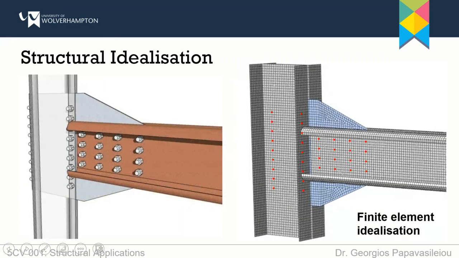Another type of structural idealization, a more detailed one, is what we call the finite element modeling and the finite element analysis. Here we design three-dimensional structures. You can see how much the model over here looks like the reality. But then we divide that into small three-dimensional elements, and then we define the conditions that apply between these elements, how these elements connect to each other, and also how they would perform under loading.